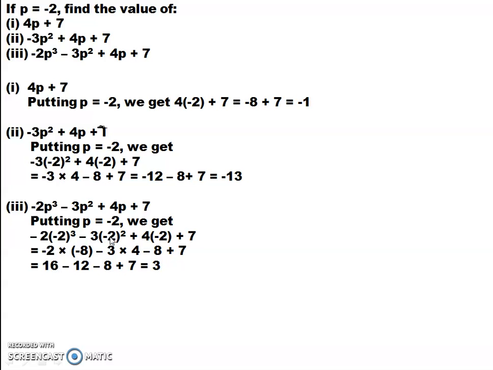Now, you have negative 2 square. What is negative 2 square? Negative 2 into negative 2. It is positive 4. Here, negative 3 into 4 is negative 12. Here, minus 8 plus 7. Here 16 minus 12, 4. 4 minus 8 minus 4 plus 7 equal to 3. Students, you have to concentrate on what you learnt in class 6, in the chapter on integers.